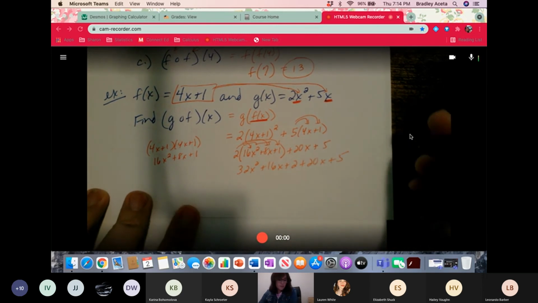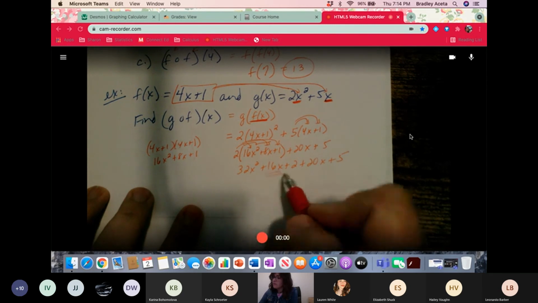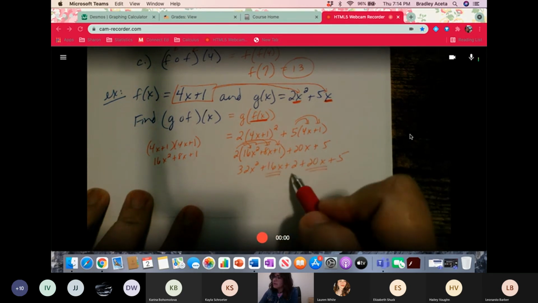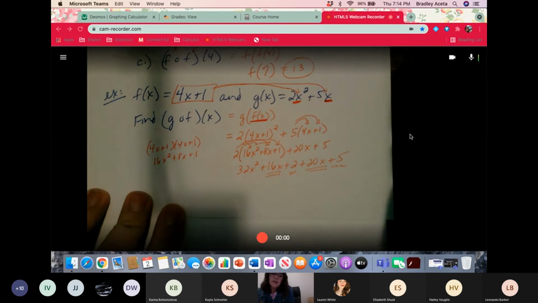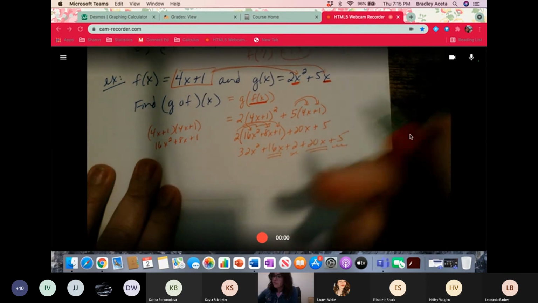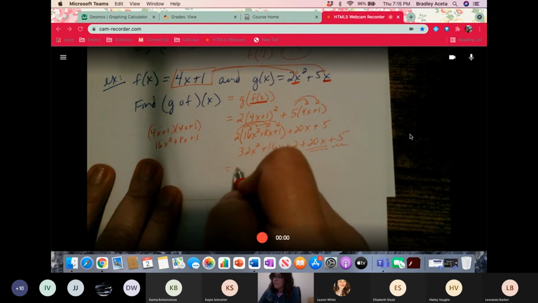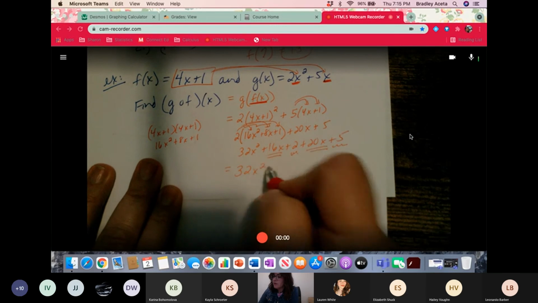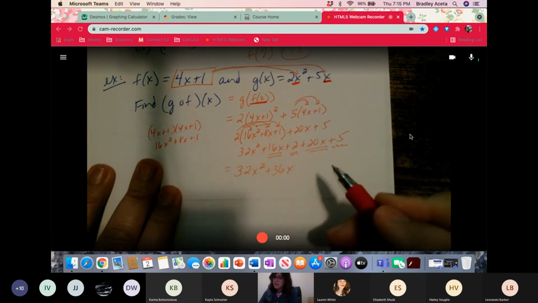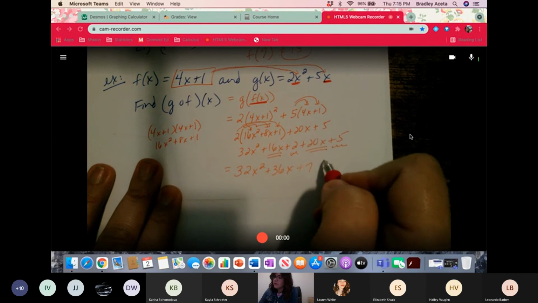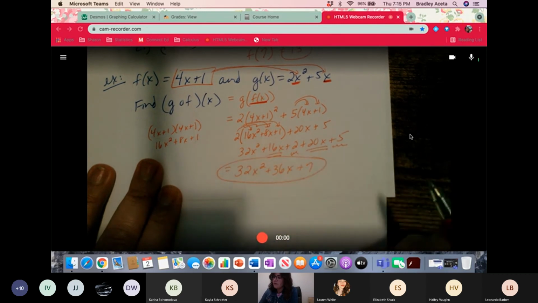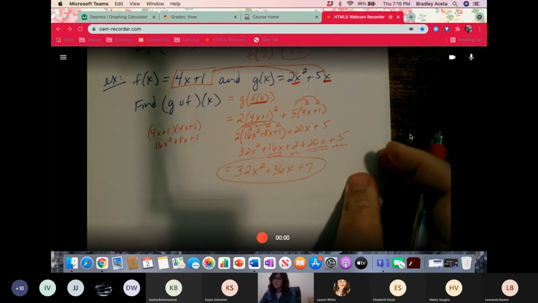And you still can combine like terms. So 16x and 20x, and the 2 and the 5. And again, get in the habit of just putting things in order. So your final answer should be 32x squared plus 36x plus 7. That is the g of f of x.